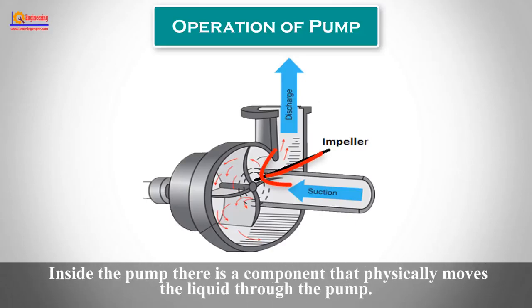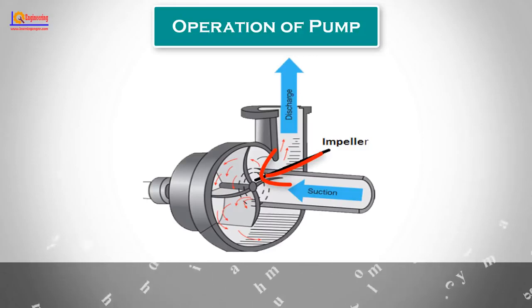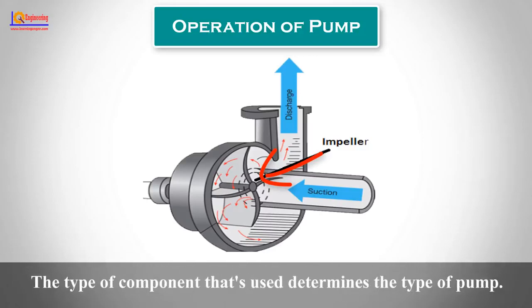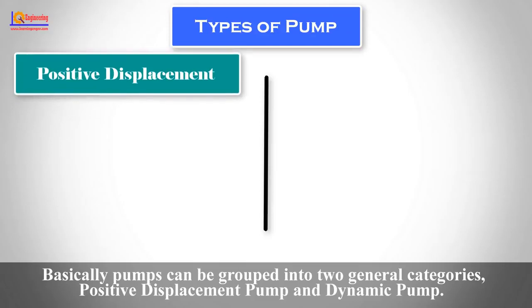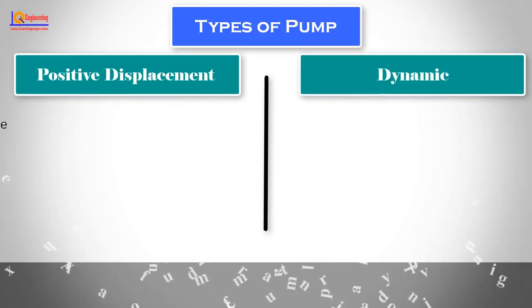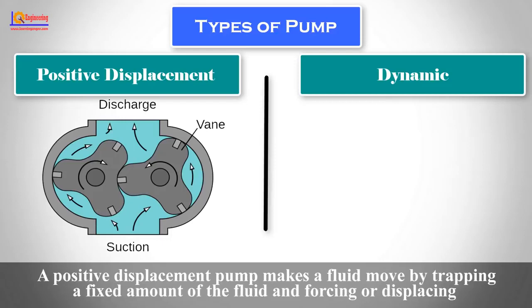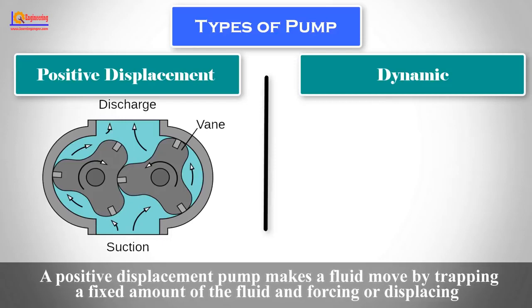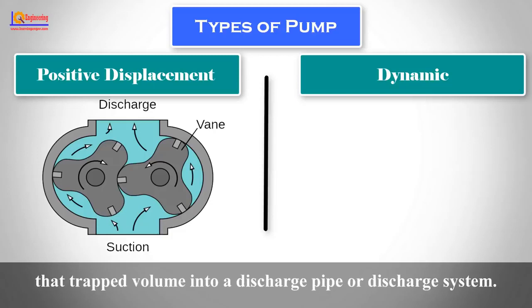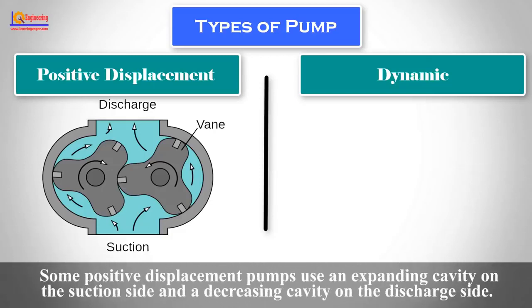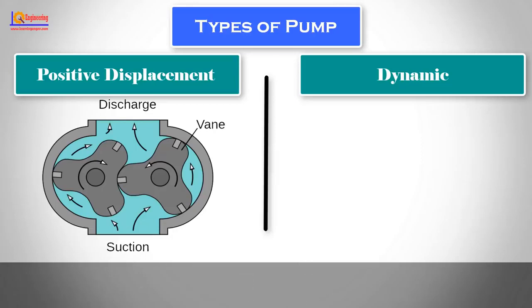Inside the pump there is a component that physically moves the liquid through the pump. The type of component that's used determines the type of pump. Basically, pumps can be grouped into two general categories: positive displacement pump and dynamic pump. A positive displacement pump makes a fluid move by trapping a fixed amount of the fluid and forcing or displacing that trapped volume into a discharge pipe or discharge system. Some positive displacement pumps use an expanding cavity on the suction side and a decreasing cavity on the discharge side.